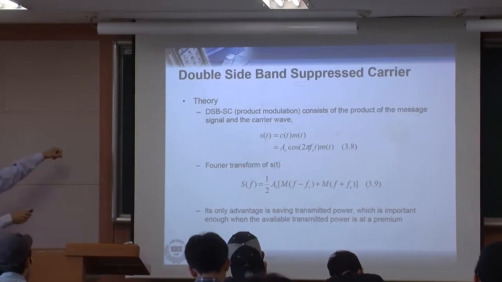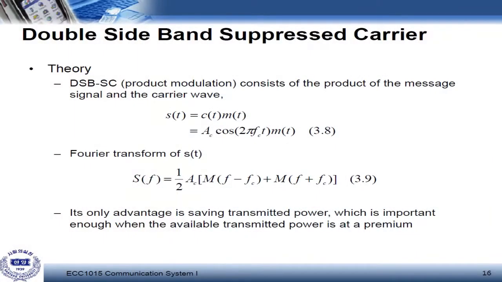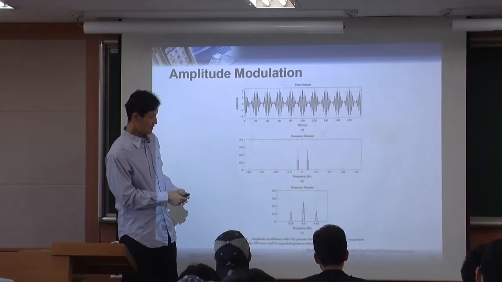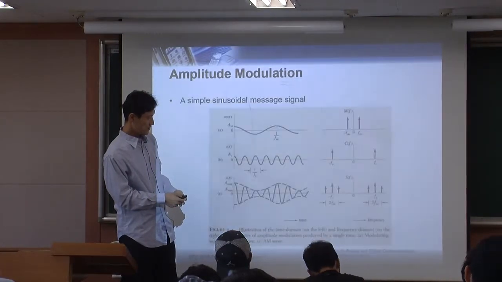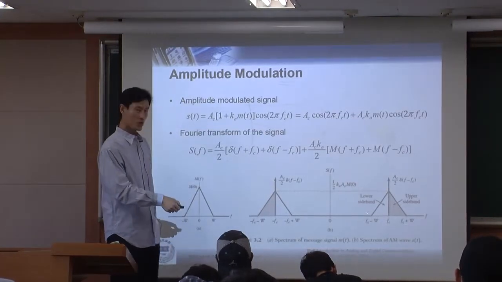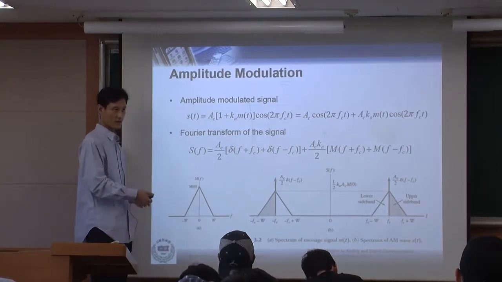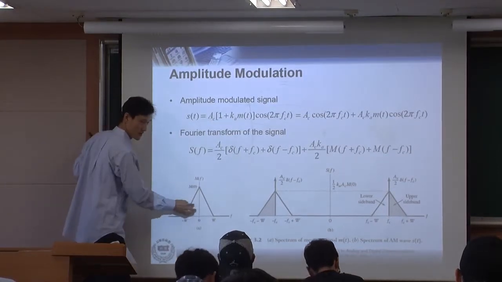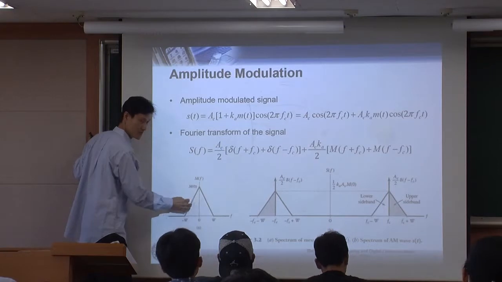Why do we call this a DSB-SC? Double sideband basically means that you have both sides. Okay? Going back to our previous figure, for example, like this. This is called a double sideband. Why? Because you have like a mirror, right? Left and right exactly symmetric.